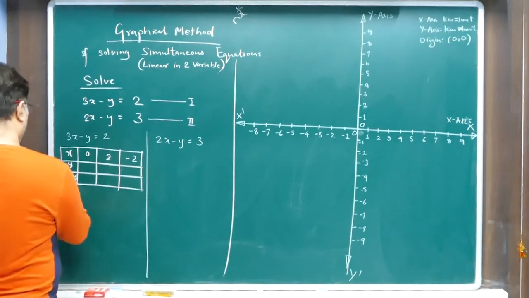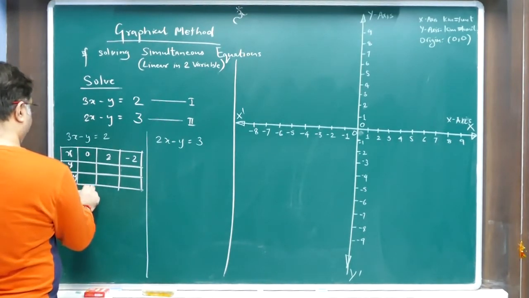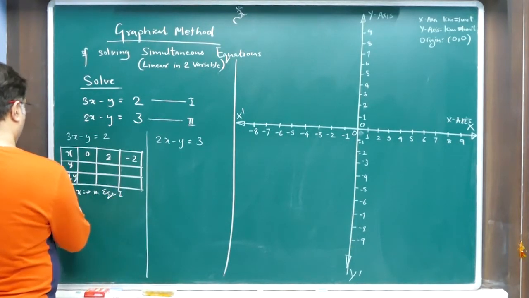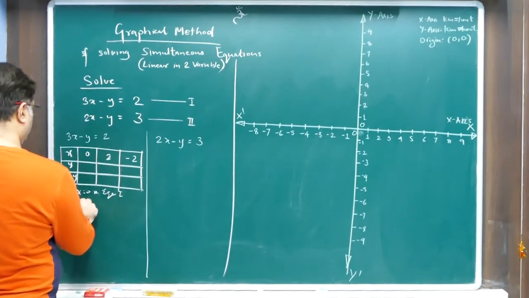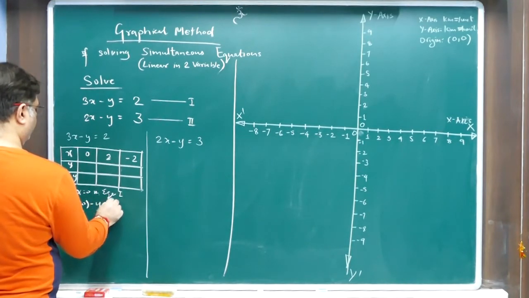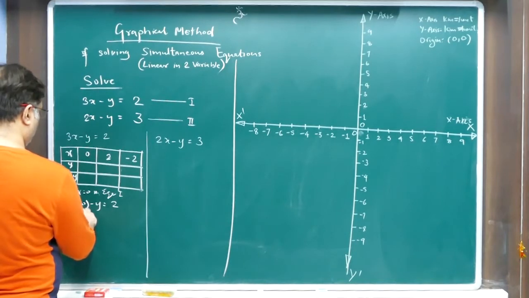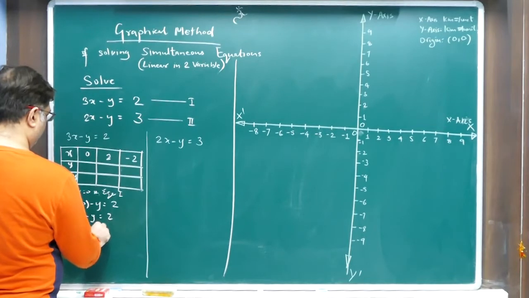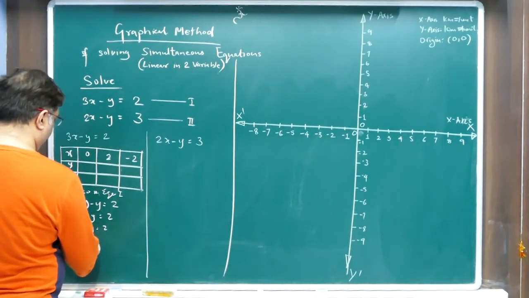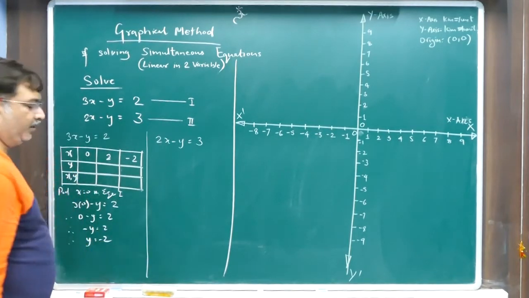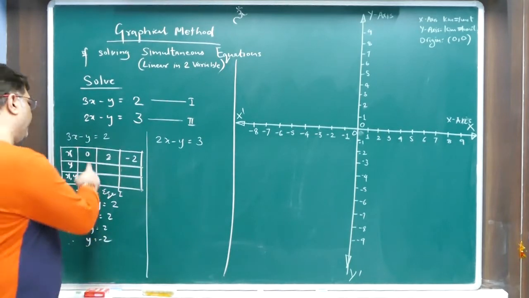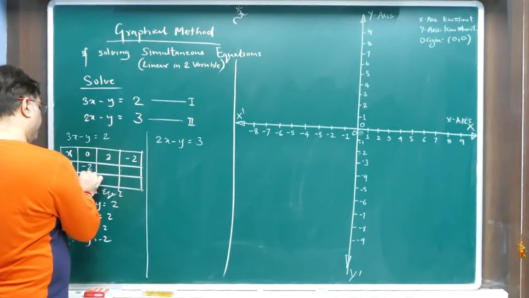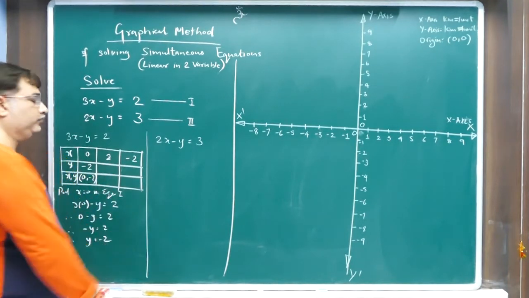I will say put x equal to 0 in equation 1. So what will we get? 3 into 0 minus y is equal to 2. So 0 minus y is equal to 2. So minus y is equal to 2. So y is equal to minus 2. That means when x is 0, the value of y is minus 2. So what will be the number here? 0 comma minus 2. Understood?